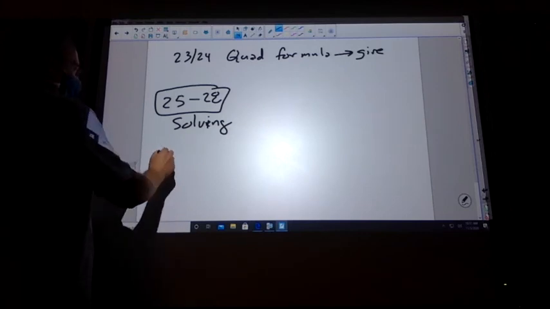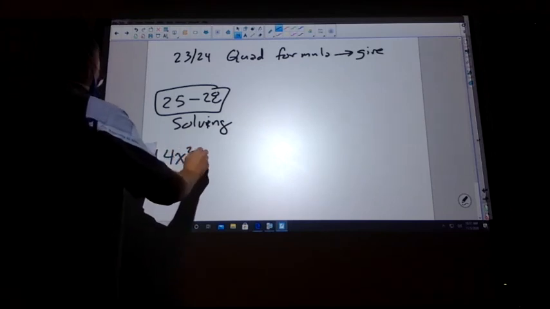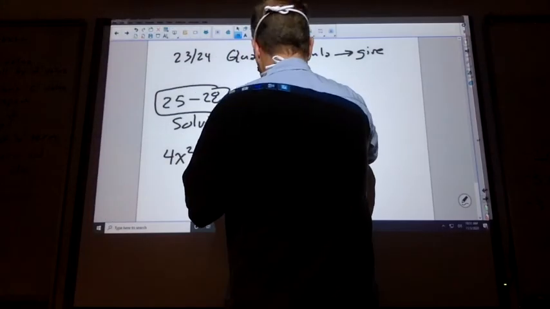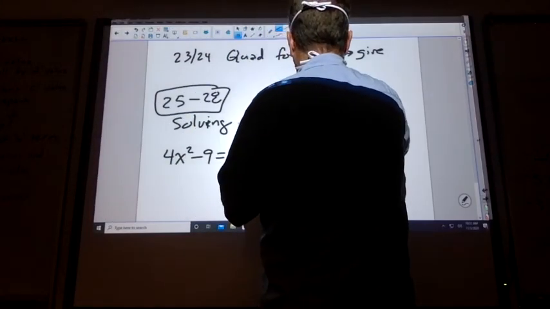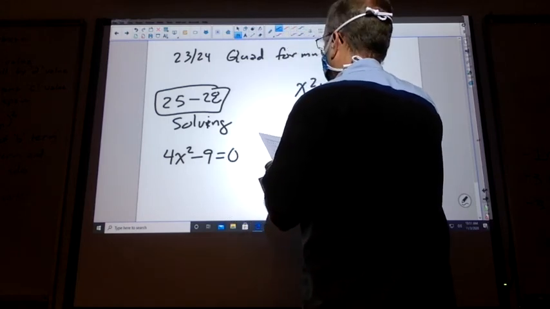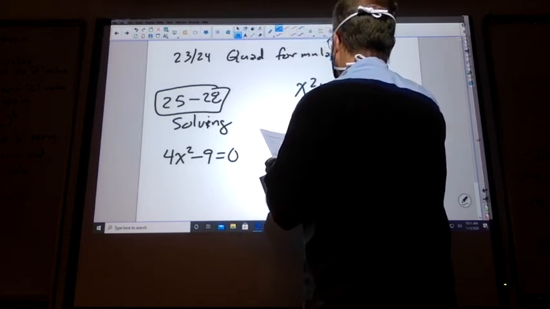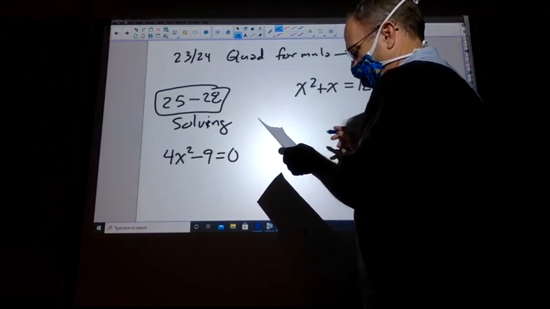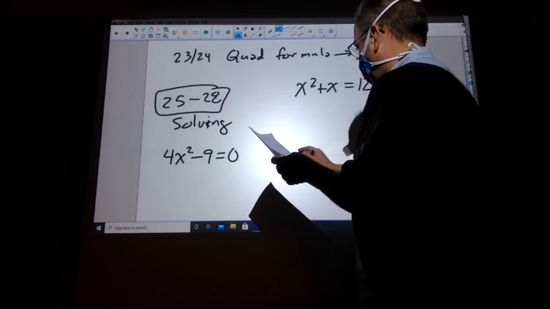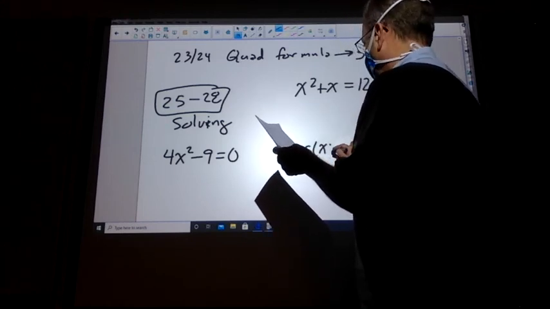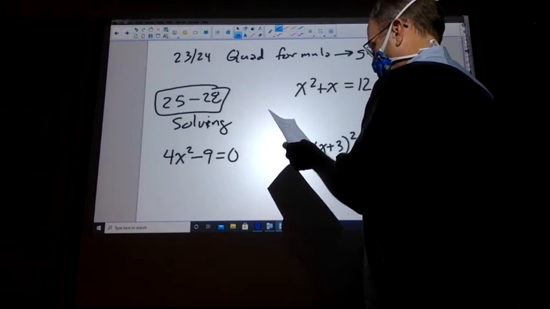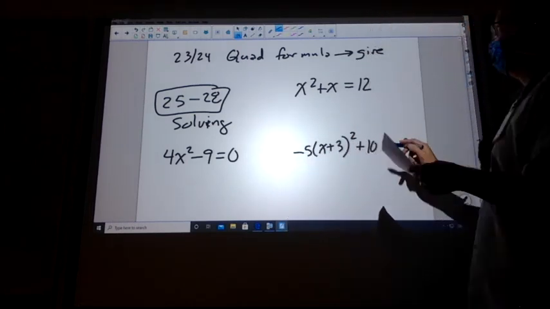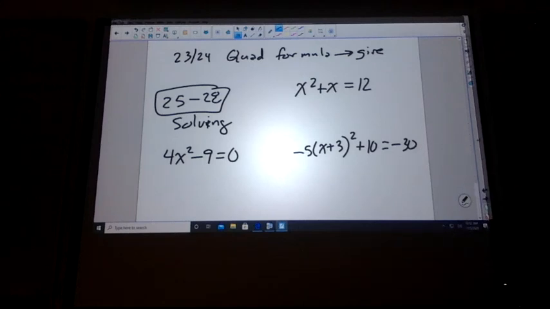So you might see one like this. You might see one like this. You might see one like this. So 26 and 27 are the same. Then you might see one like this. Those are the last three types of problems.